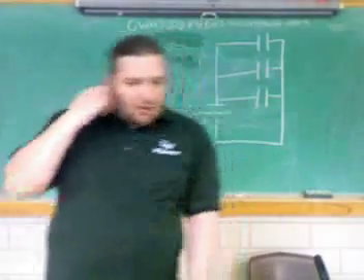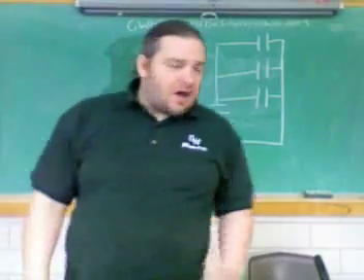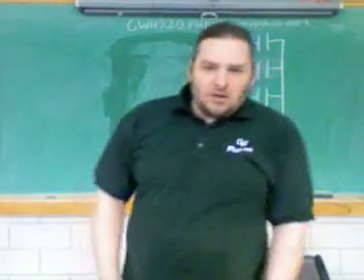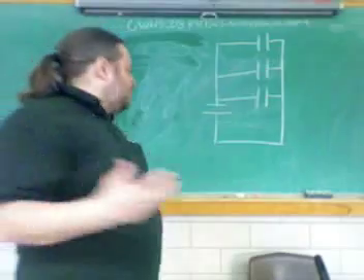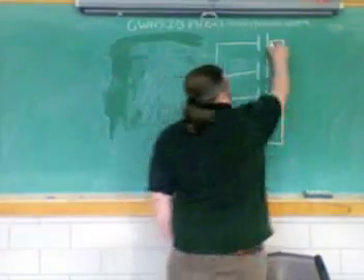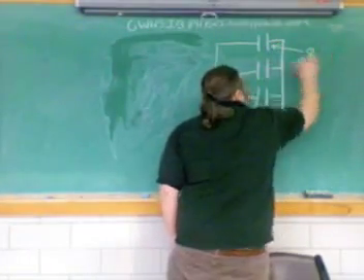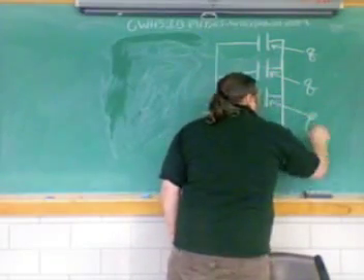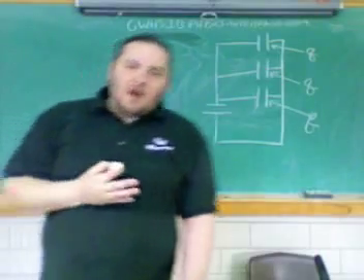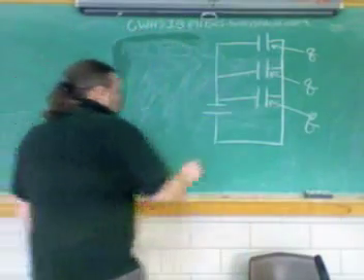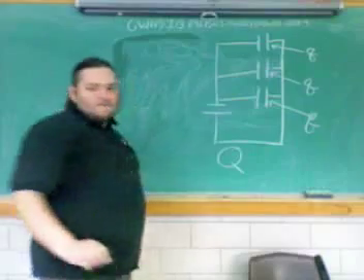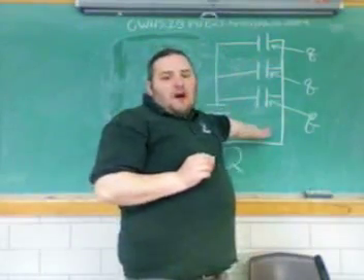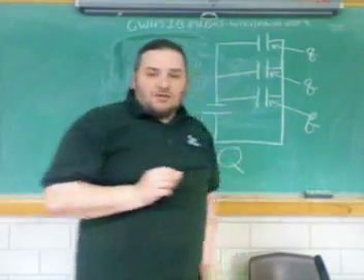So we have a problem where we have a voltage, and that voltage is applied across three capacitors, and all three capacitors are identical. What I need to do is solve for the charge on all three capacitors, and I need to solve for the total charge. Okay? So I need to figure out how much charge is stored on each one of those capacitors, and I also need to figure out the total charge.